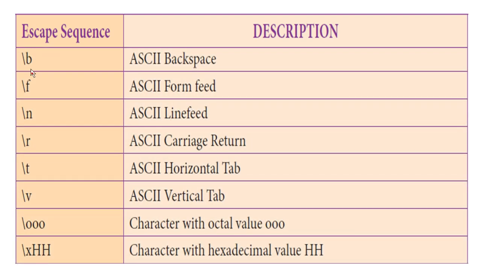Some of the other escape sequences and descriptions are given here. Backslash b prints a backspace. Backslash f is a page feed or form feed. Backslash n brings a new line. Backslash r means carriage return. Backslash t is a horizontal tab. Backslash v is a vertical tab. Backslash 0 is used to print the octal value. Finally, backslash x is for the character that prints the hexadecimal value. These are some of the escape sequences and their descriptions.